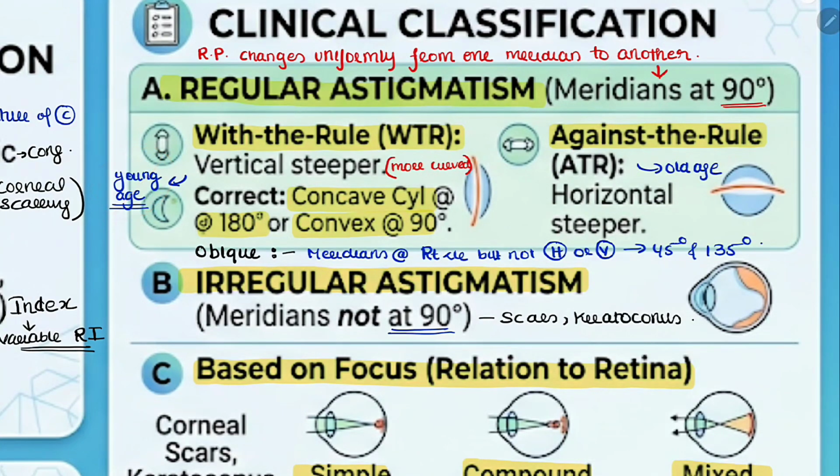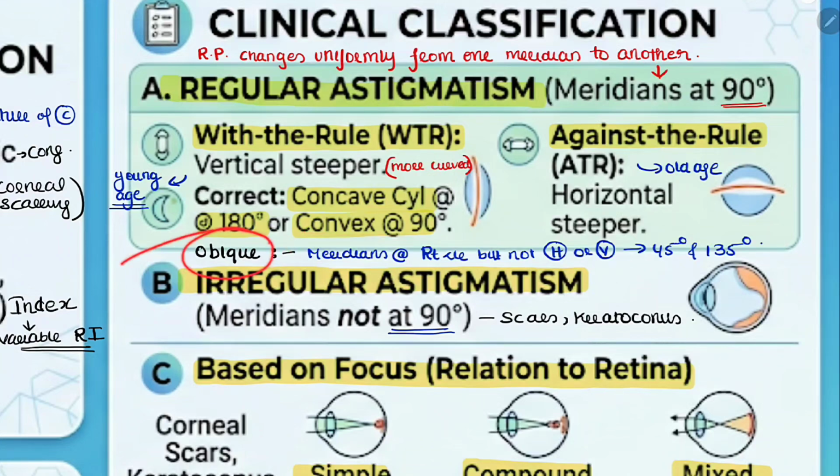With the rule is seen in young age where the vertical meridian is steeper, and against the rule is seen in old age where the horizontal meridian is steeper. This with the rule astigmatism is corrected by a concave cylindrical lens at 180 degrees or a convex lens at 90 degrees.